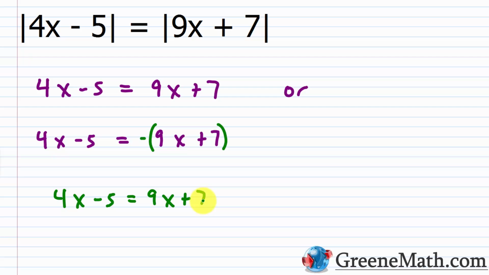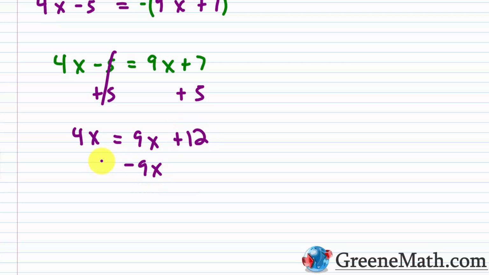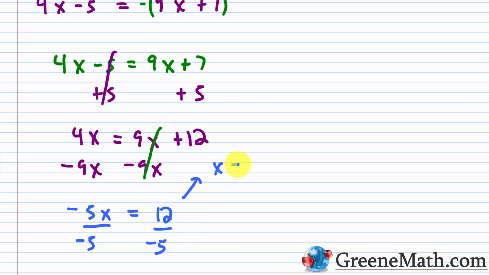Let me scroll down and I'll come back up. So to solve this is very, very easy. We just add 5 to each side of the equation. That cancels. 4x is equal to 9x plus 12. We subtract 9x away from each side of the equation. And this is going to cancel. So what I'm going to have is 4x minus 9x is negative 5x. And this is equal to 12. We can go ahead and just divide each side of the equation by negative 5. And we're going to find that x is equal to negative 12 fifths.